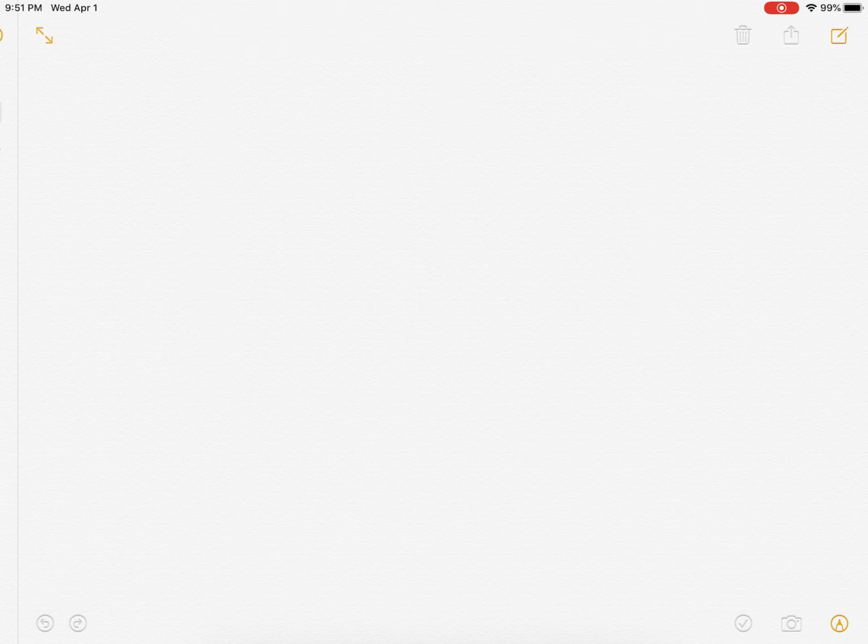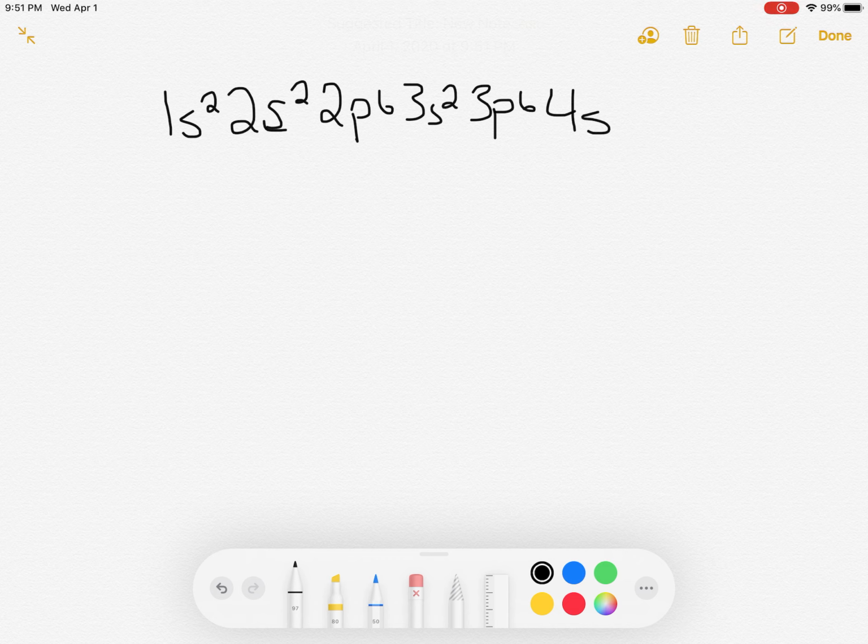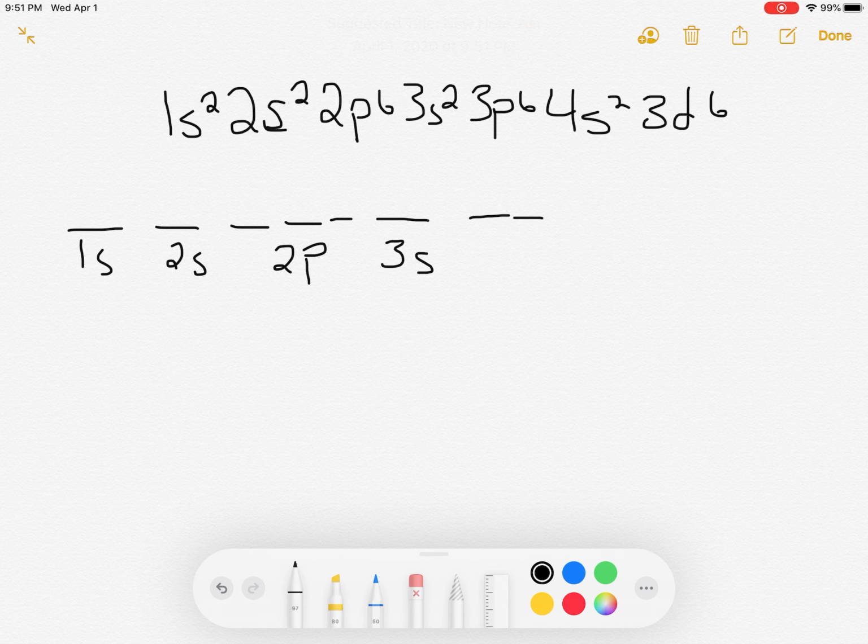Okay, last one is iron. So iron, we had 1s2, 2s2, 2p6, 3s2, 3p6, 4s2, 3d6. Okay, so s only has 1, and then p has 3: 3s, 3p, 4s, and then d has 5. 1, 2, 3, 4, 5.